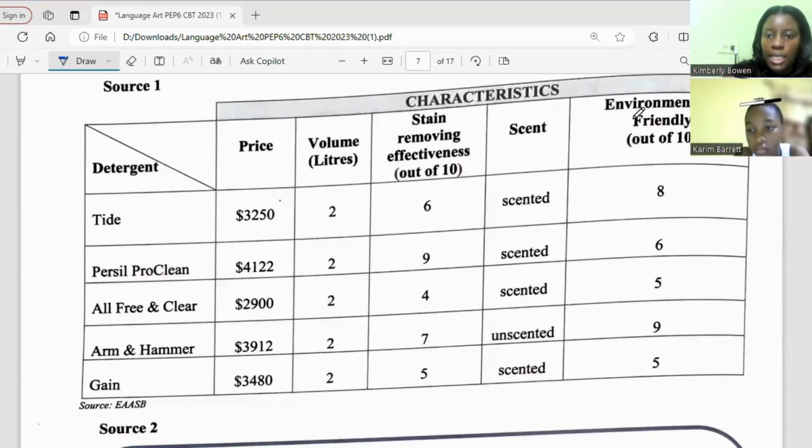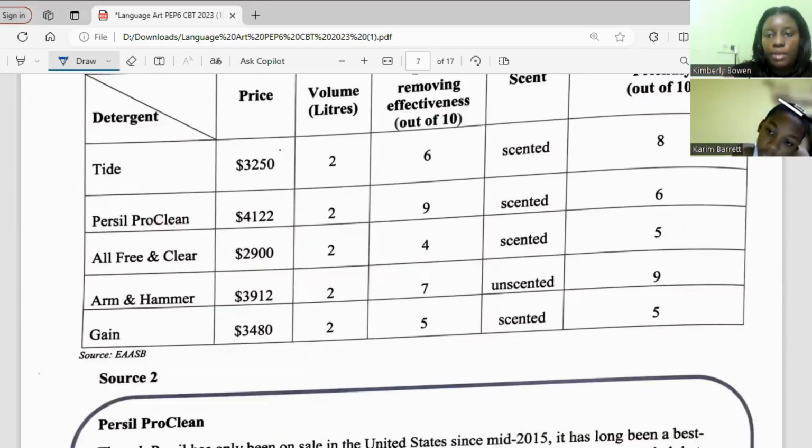All right, let's look at the eco-friendliness. It does look like it's at an advantage more. For Persil Pro Clean, the stain removal has more than Arm and Hammer, right? So the correct answer is eco-friendliness. Are you seeing that, Karim? Yes, miss.